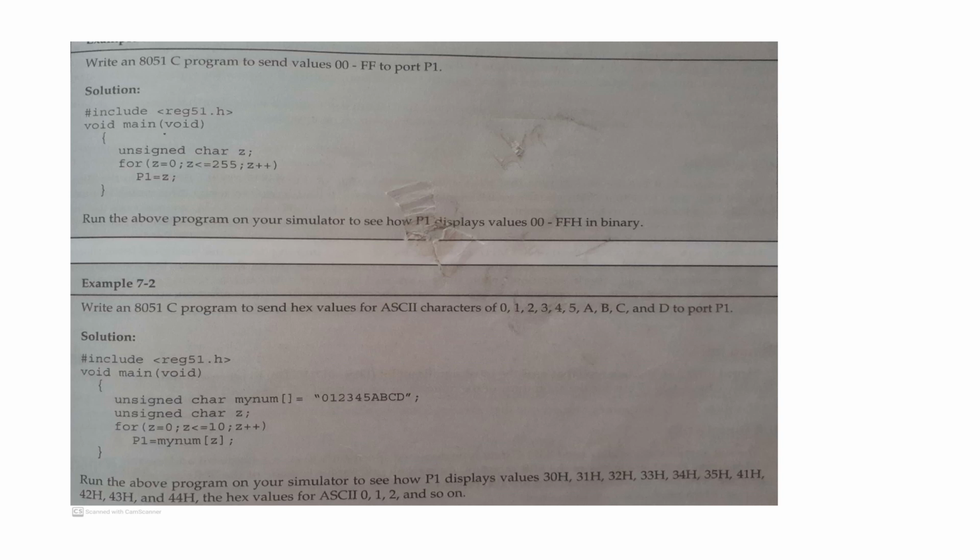Then we are declaring another variable, unsigned char Z, and with the for loop we are incrementing the value of Z from 0 to 10, and for each value of Z we are assigning the contents of the array to port P1. So we are sending the hex values of the ASCII characters to port P1, and the ASCII values assigned will be 30H, 31H, 32H, 33H, etc. You can see in the last part.